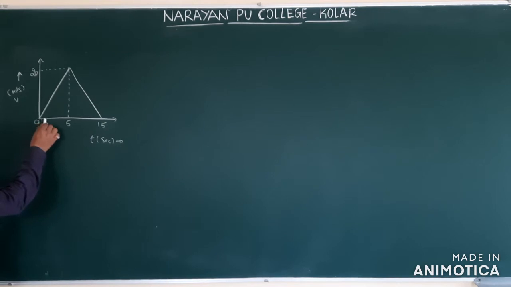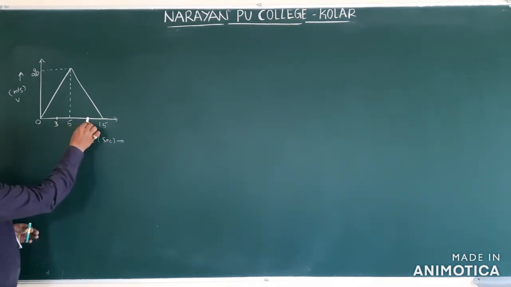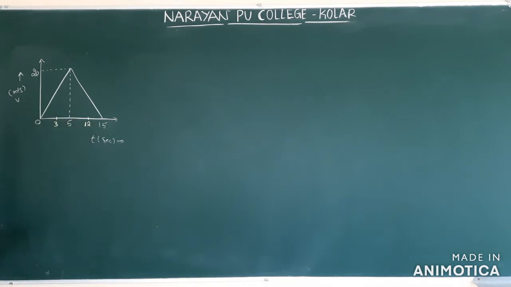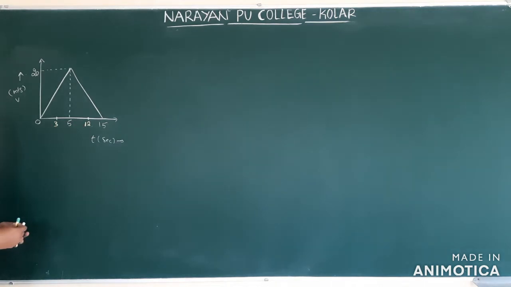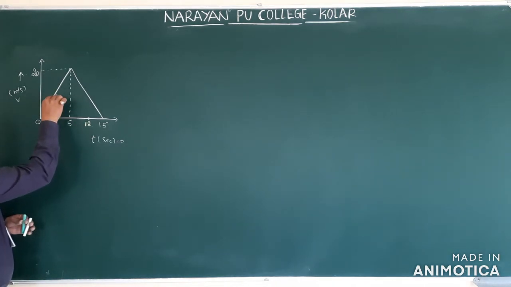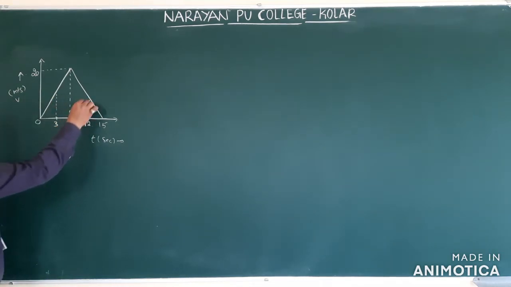3 will be somewhere here: 0, 1, 2, 3. So this is nothing but 3. Next, they are asking up to 12 seconds. 12 means 5, 6, 7, 8, 9, 10, 11, 12. You can take 12 somewhere here. This is nothing but 12. So now they are asking for the displacement between 3 and 12. For 3 to 12, you should find this area.